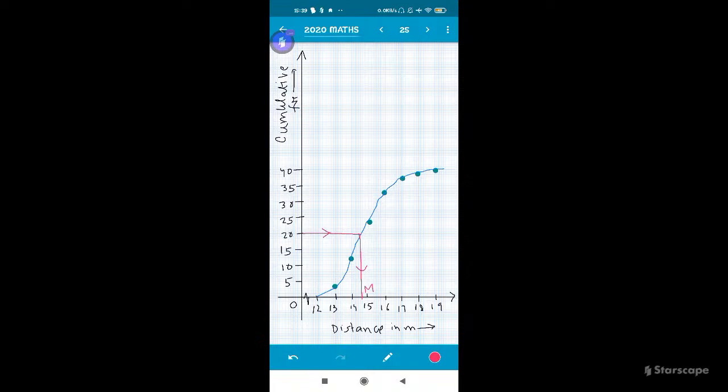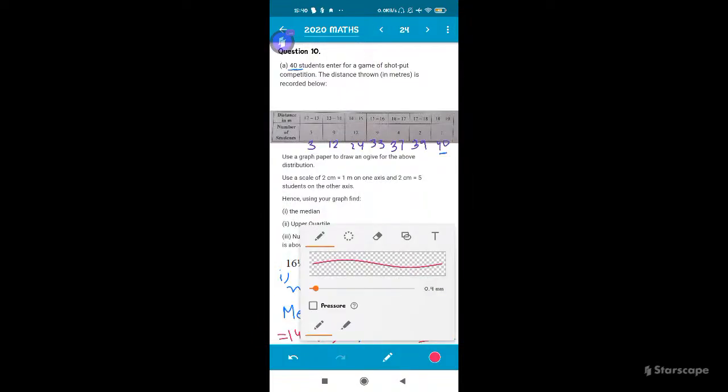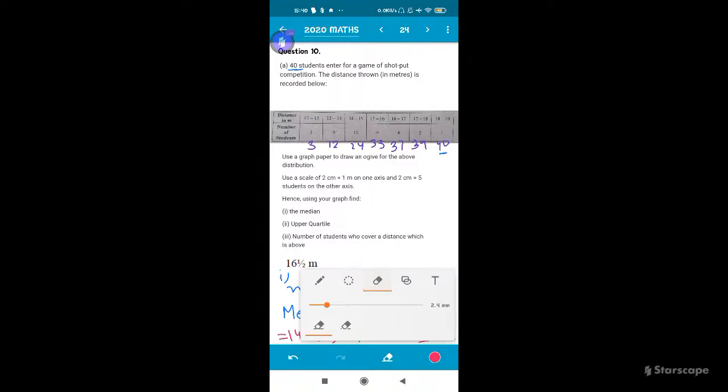Now we are going to find out the upper quartile. So let's do it. The upper quartile will also lie on the x-axis. The median, the upper quartile, the lower quartile, all these will lie on the x-axis. But if there is a question related to the number of students, obviously it will lie on the y-axis, because on the y-axis we have the number of students. Very easy to understand. It is very direct. So let's do the second question.